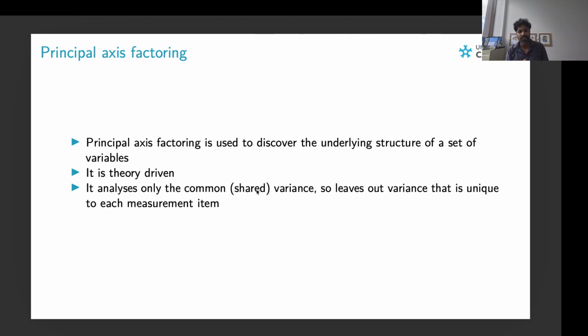So principal axis factoring, when is it used? It's when you're trying to discover the underlying structure of a set of variables. So it's really theory driven, and it analyzes only the common or shared variance. So it leaves out variance that is unique to each measurement item. It's only what variance is shared between the items. And it's really when you're trying to discover the underlying structure of a set of variables.